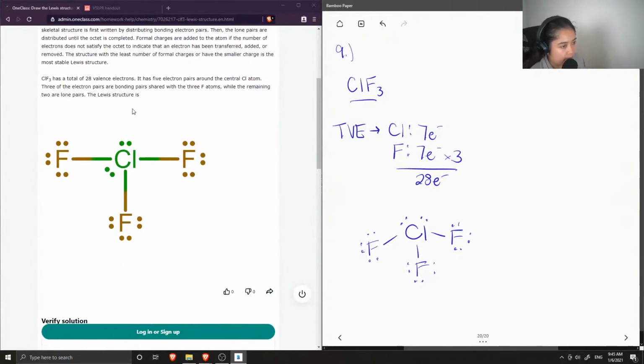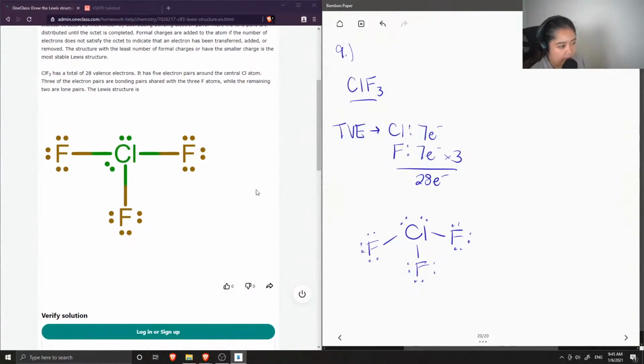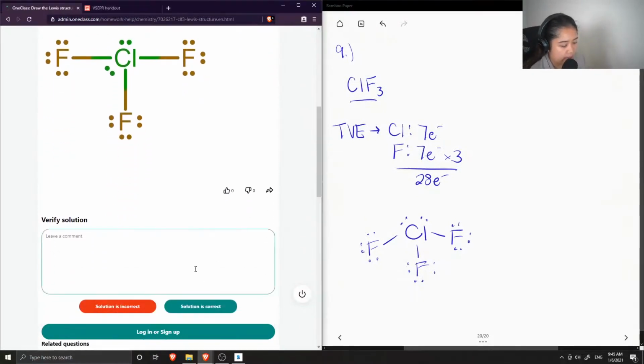Okay, so they explain pretty well and have the following Lewis structure, which is correct. Okay, so this solution is correct.